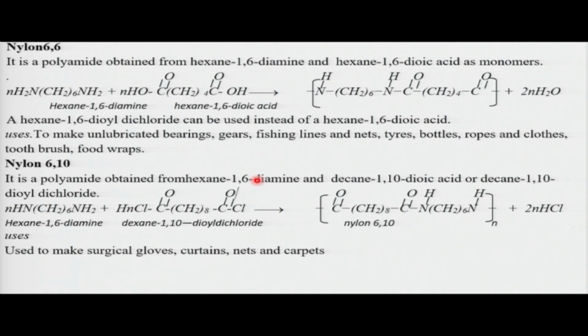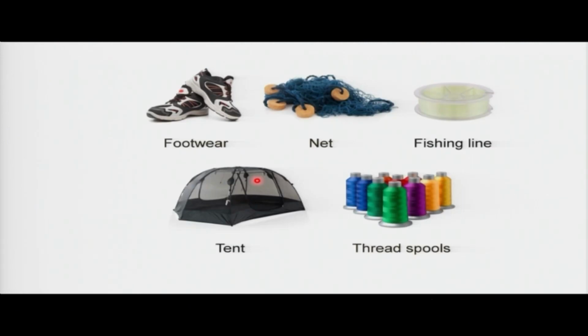As we said last time, the uses of nylon 6,6 are similar to the ones of nylon 6,10. So we can look at some of the illustrations here. So we have the footwear, which can be made out of nylon 6,6, nets, which are actually fishing nets, like for example this fishing line, we can have the fishing nets. They can be used to make tents, and threads, which can be turned into clothes.